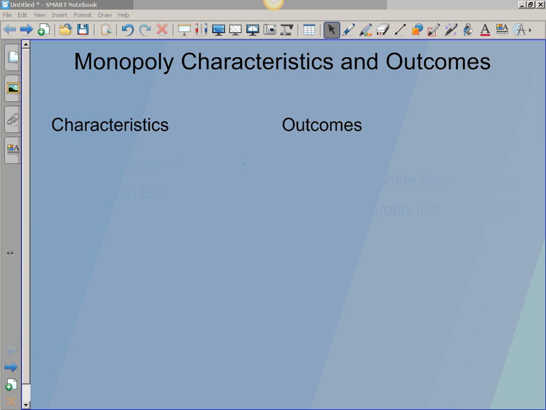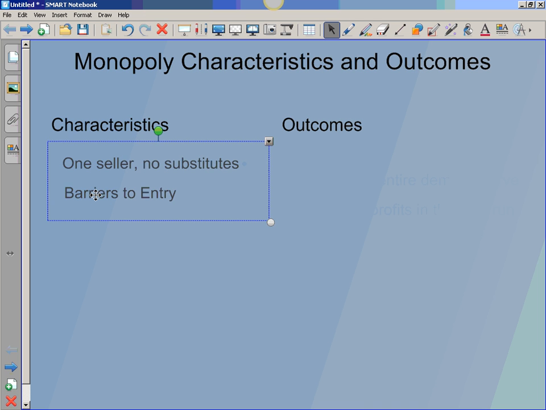So first and foremost, when we look at the characteristics of monopoly, we have only one seller, and there are no substitutes for the product. And then also there are barriers to entry. So something stops other firms from getting into this market. So these conditions are essentially what has to be met in order for a market to be considered a monopoly.